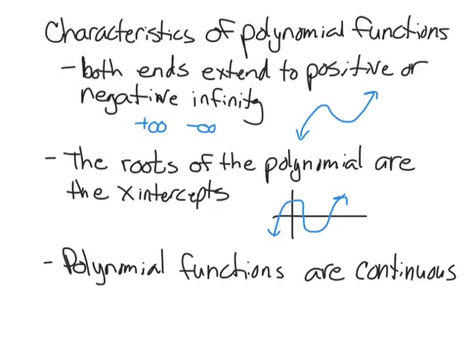Another characteristic is the fact that polynomial functions are continuous functions, meaning that the domain and range are both just the reals, the set of all reals. And we don't have any issues. We don't have anywhere where things are undefined. So it's a smooth curve. There are no holes. There are no asymptotes. They're just smooth curves and continuous functions.